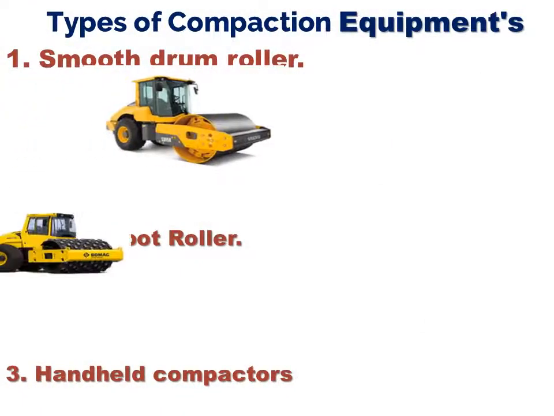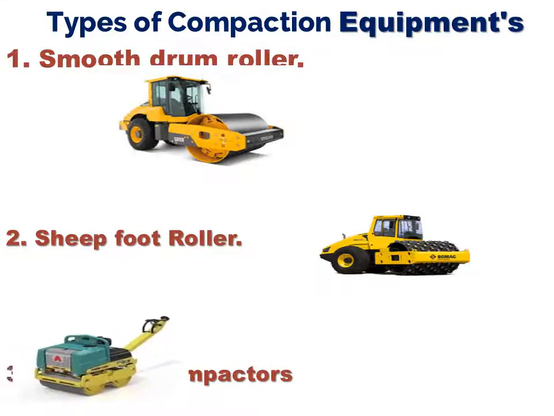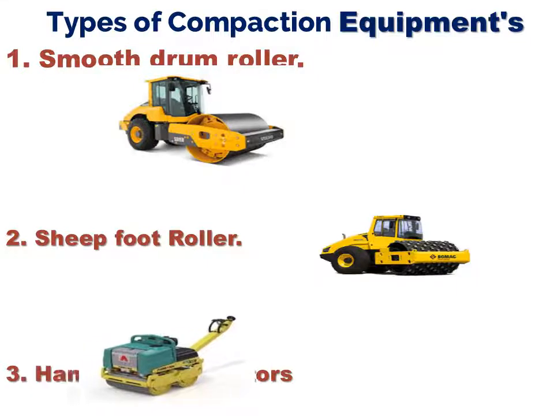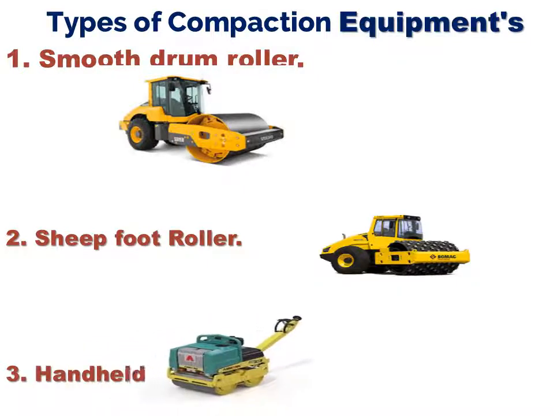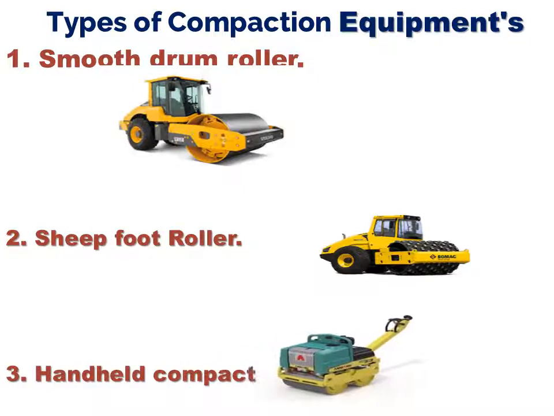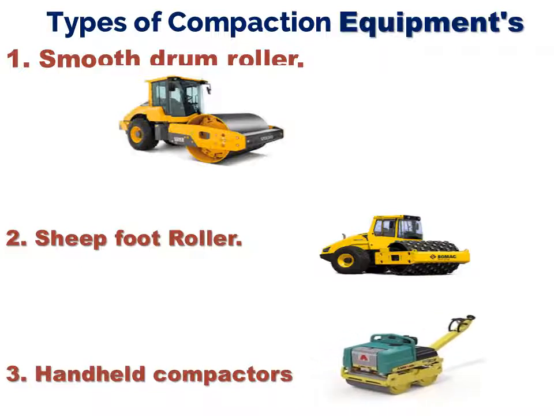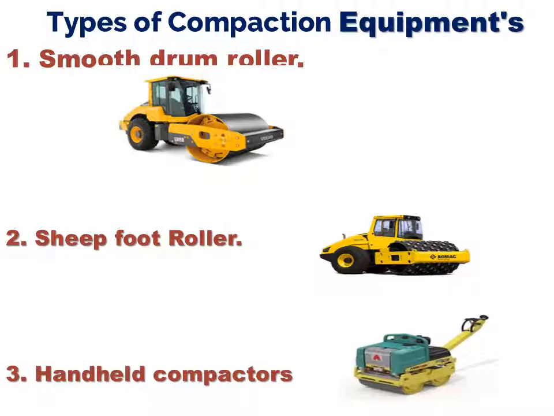Types of compaction equipment. We have the smooth drum rollers. These are best for sands or sandy clay. They offer 100% coverage on the site and they are typically used for finishing operations. We also have the sheep foot roller. They are best for cohesive soils, so they are very poor for cohesionless soils. They compact using the principle of kneading action. And we also have the handheld compactors. These are typically used to compact in tight spaces for small works, and usually require small lifts.